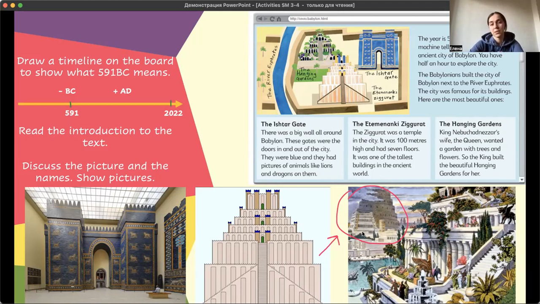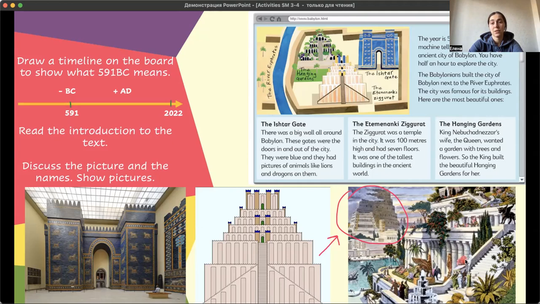I would mention that here they can see ziggurat. So maybe some of them know about this tower, Babylon Tower, maybe not. So after discussing these pictures and the plan of the city, I would ask them to read these parts of the text about the buildings, and then I would ask some questions about these places.